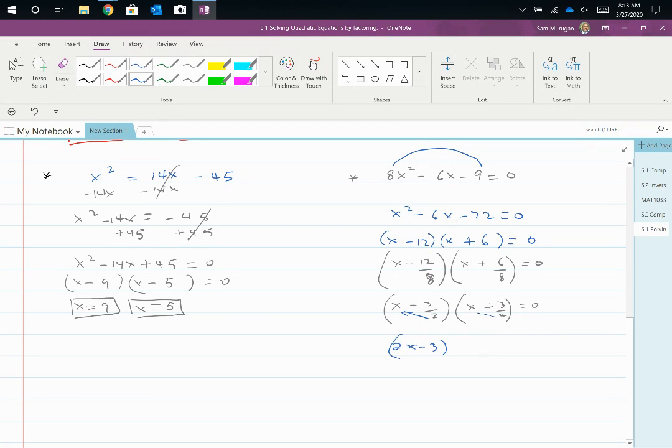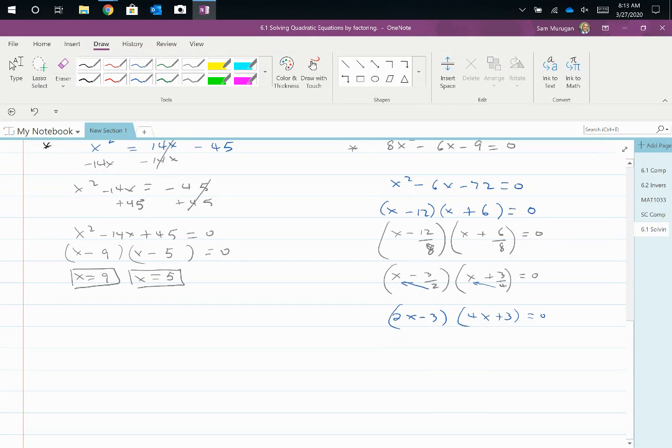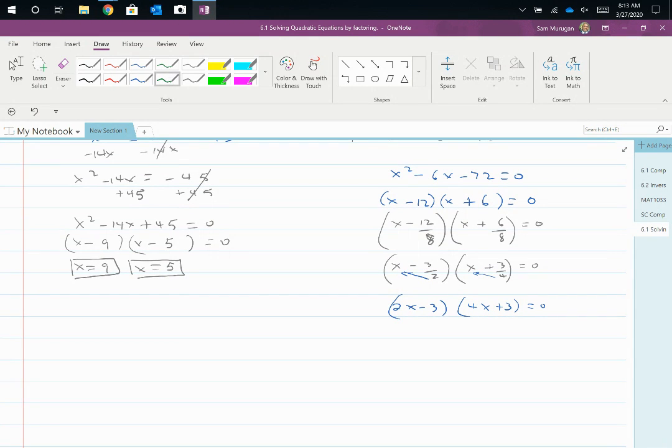Then slide the 4 up here to give 4x plus 3 equal to 0. Now we have factored the equation. We can go ahead and set each binomial equal to 0 and solve for x. One solution.